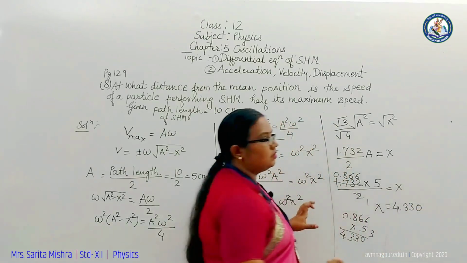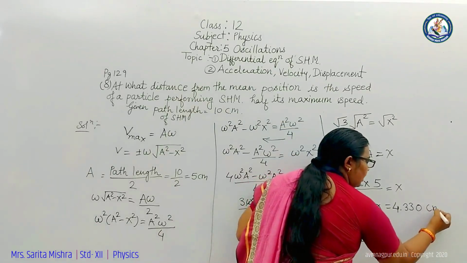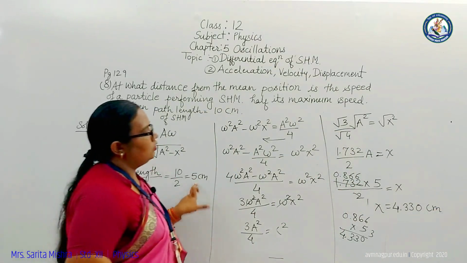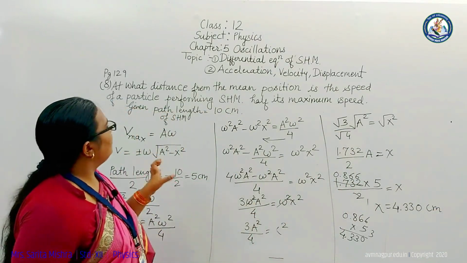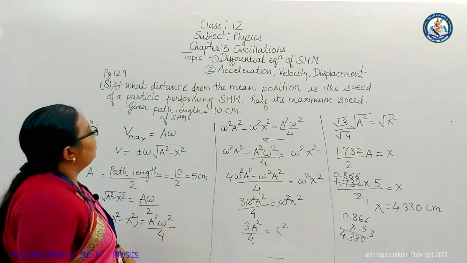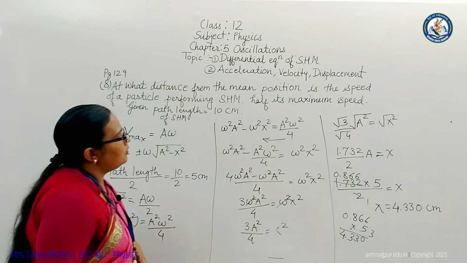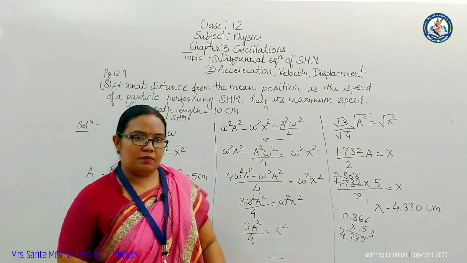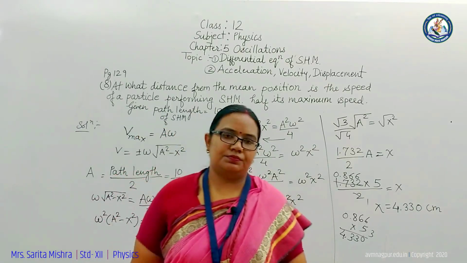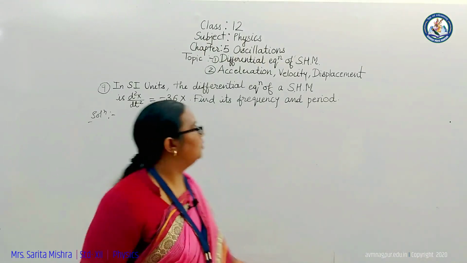So x is now 4.330, but this is the distance, so the unit of position is centimeter, because the amplitude is also given in centimeter. So at this position, 4.330 centimeter, we can find the maximum speed of the particle performing simple harmonic motion to be half of its maximum speed, where the path length is given as 10 centimeter. Now let's move towards our next numerical.